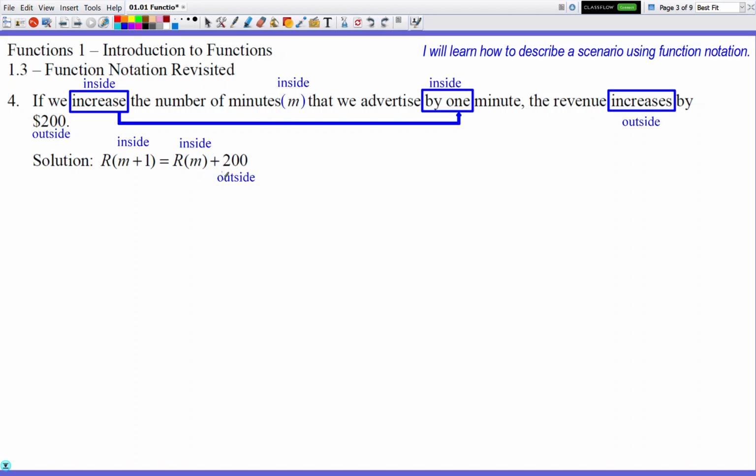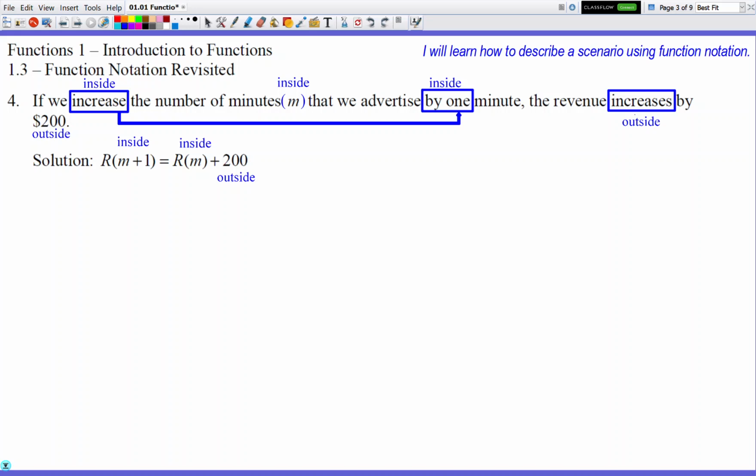So why do we know we're going to add the 200? Why not multiply by 200? What do we see in the sentence that implies adding 200? Well, we see the word increased. The word increases or increased is going to make it say, basically, add 200.